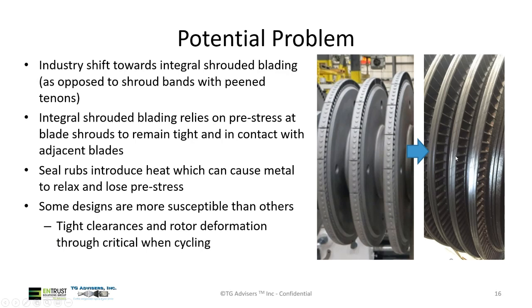What can happen, though, is you have seals on your blading that run along the shroud on the top. Certain designs can be more susceptible than others, but with really tight clearances, you can get a seal rub or rotor deformation going through critical speeds of the rotor, especially when cycling. Basically, this integral shroud material can relax a little bit and lose some of that pre-stress, and that becomes an issue. Some designs are more robust than others, and the clearances and the rotor deformation also impact this.